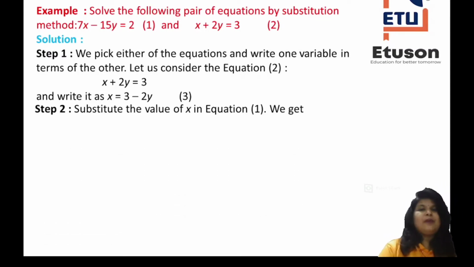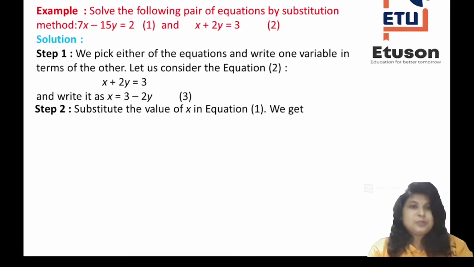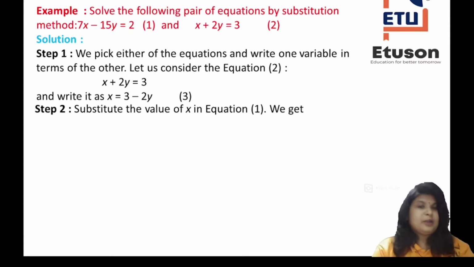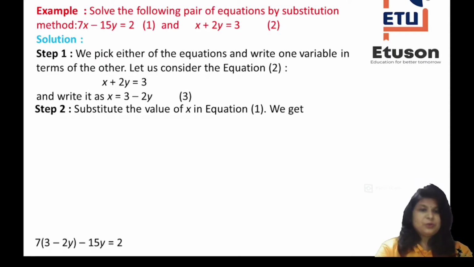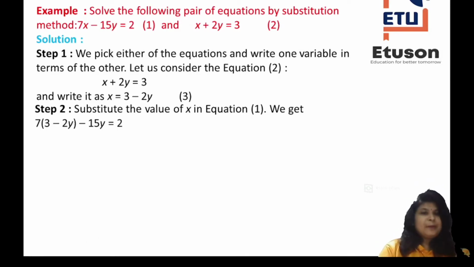That is your step 2. Substitute the value of x in equation 1. What is your equation 1? It is 7x minus 15y is equal to 2. Now, in place of x, you are going to substitute 3 minus 2y. You are not going to write x anymore in equation 1. Rather, in place of x, you substitute 3 minus 2y. Correct? So it will be like this: 7 into (3 minus 2y) minus 15y is equal to 2.